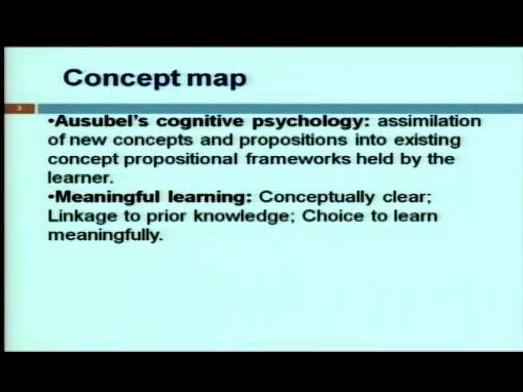Meaningful learning is very important here to explain: learning which is conceptually clear, where there is a linkage to prior knowledge, and the individual has the choice to learn meaningfully. So meaningfulness in learning would happen when there is conceptual clarity, there is a linkage to the prior knowledge, and the individual student has the freedom to choose the pathways to learn the best.